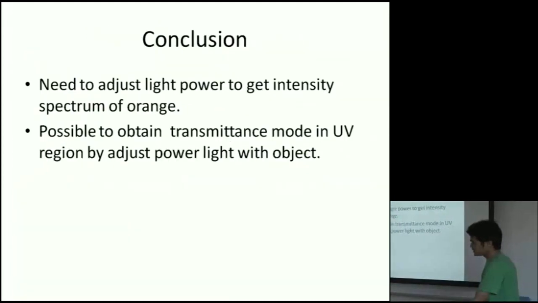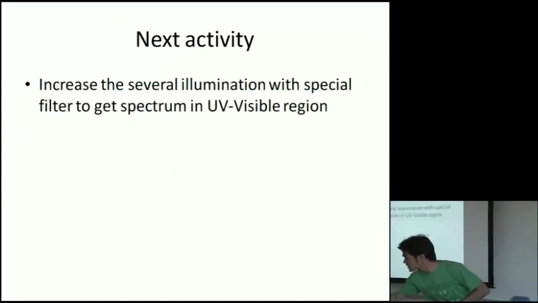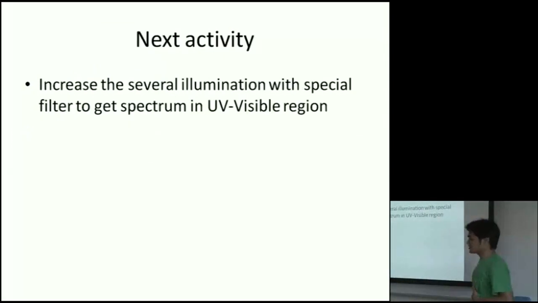Conclusion: we need higher light power to get the intensity spectrum of orange. The second one: it is possible to obtain transmittance mode in the UV region by adjusting the light power with the object. And the next plan is to increase the number of light sources with several illuminations and use a filter to get the spectrum in the UV visible region.